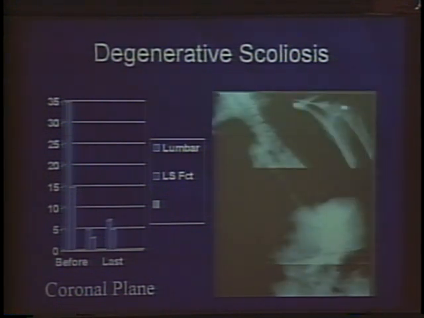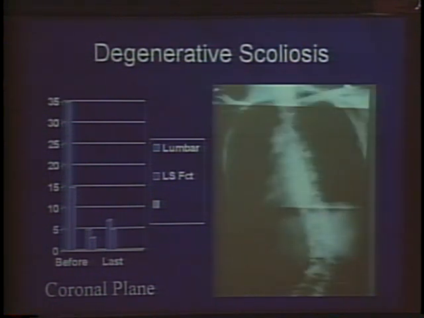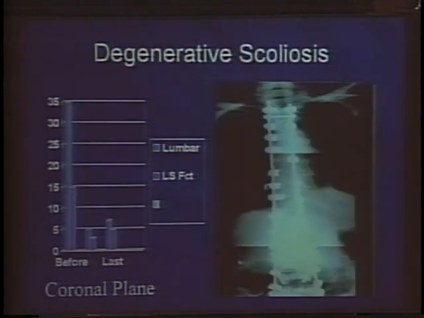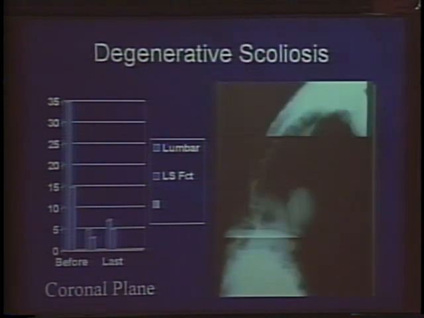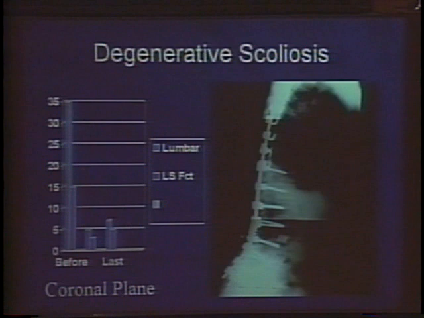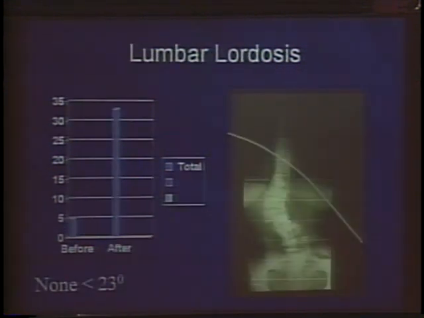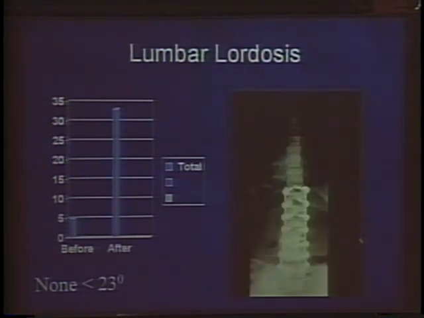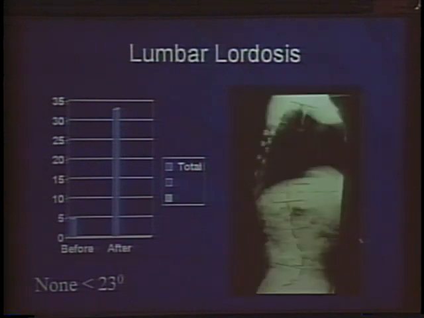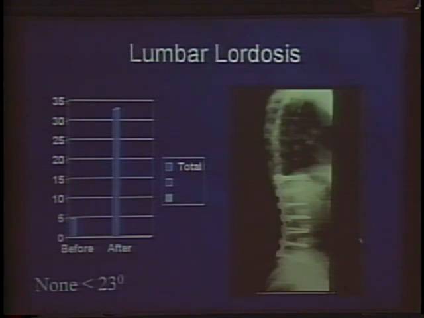The scoliosis was modest. The two curves averaged 35 and 15 degrees, and that's a bending film on the right. And these were pretty well completely corrected to 5 or 7 degrees at last follow-up. And the lumbar lordosis was pretty much absent before, averaging 5 degrees. And afterwards, the average was 33 degrees, and no one had lordosis less than 23 degrees.